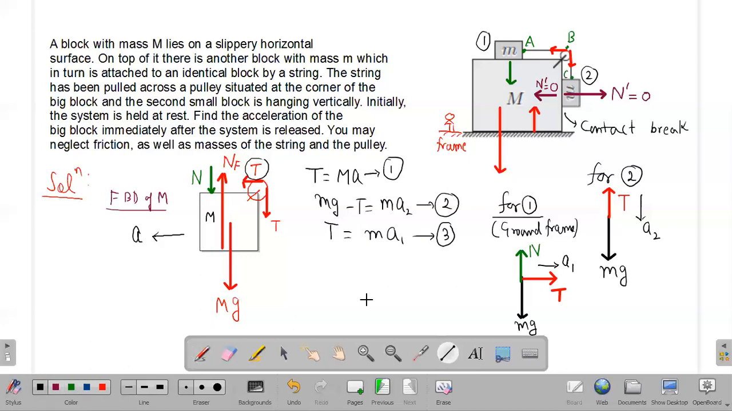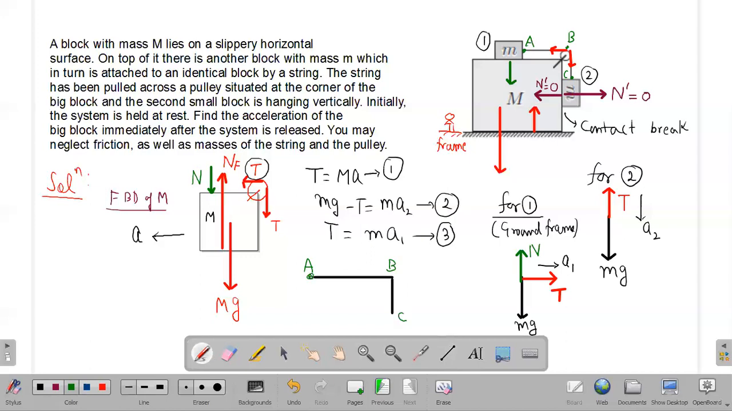So we have a string like this. We have a string having a horizontal segment and a vertical segment. This point of the string is denoted by a, this point of the string is denoted by b, and this vertical point is denoted by c.